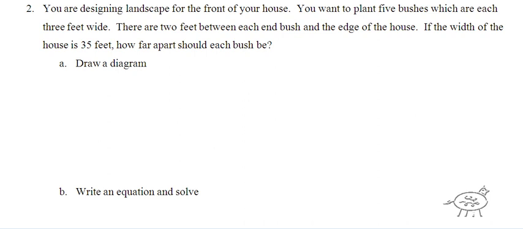Number two, you're designing a landscape for the front of your house. That's very exciting. You want to plant 5 bushes, which are each 3 feet wide. There are 2 feet between each end bush and the edge of the house. If the width of the house is 35 feet, how far apart should each bush be? Well, it's a lot of stuff in here, but you take a piece at a time. First of all, how far apart? So x equals feet. It's pretty easy. First of all, they ask you to draw a diagram. So let's do that.